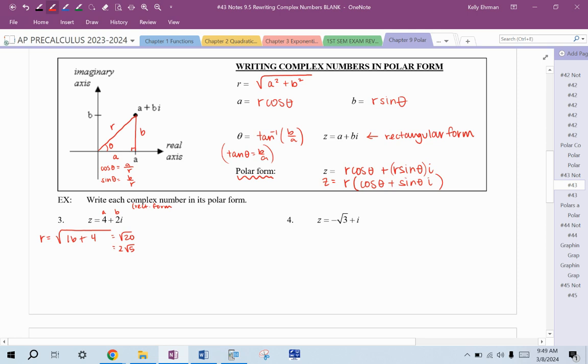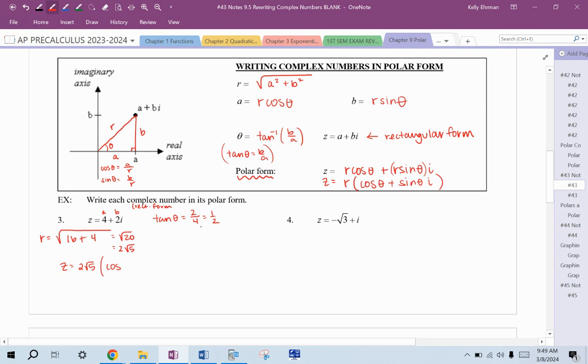And then for building the complex number, it's just z equals 2 radical 5. And then what does this formula say? It says cosine of theta. Well, what's theta? Let's see. Tangent of theta should equal b over a.